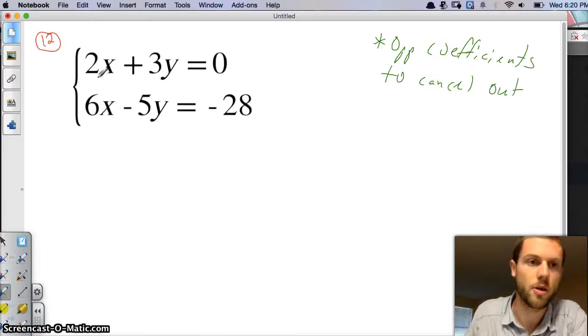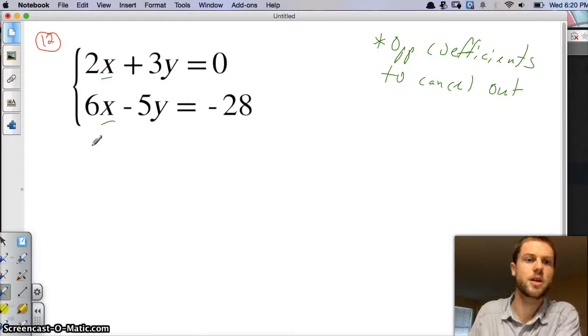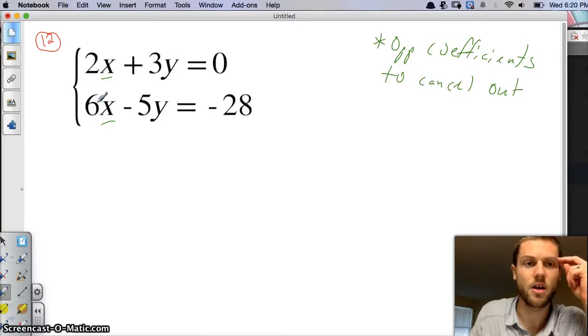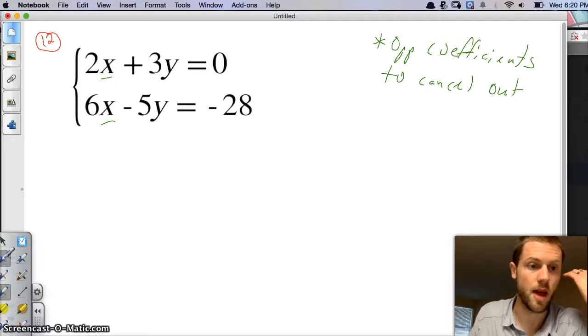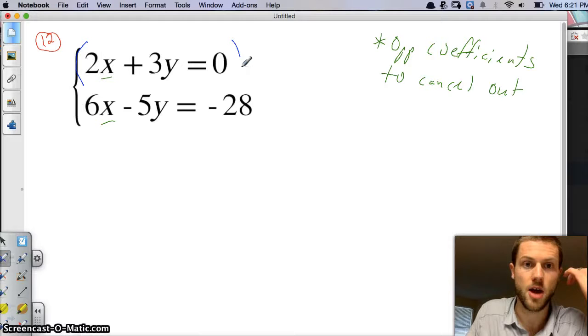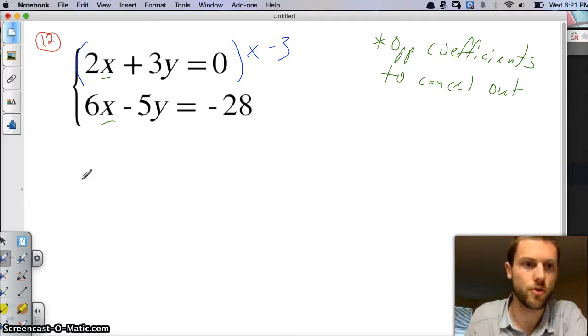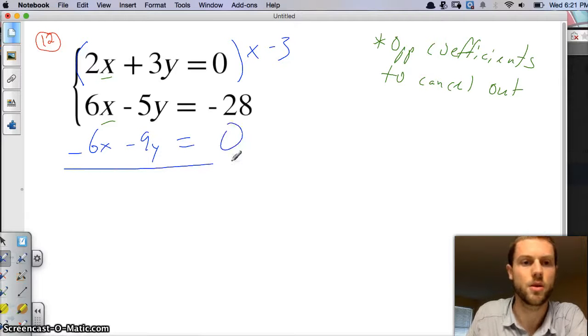So right now, I'm looking at my x's, and I've got a 2x and a 6x, and I'm thinking, well, if I could multiply this 2 by a negative 3, then the negative 6 and the positive 6 would cancel out. So that sounds good. That's what I'd like to see happen. So I'm going to take this entire top equation and multiply everything by negative 3. I'll rewrite it underneath this second equation. When I multiply every single term, I get negative 6x minus 9y equals 0.